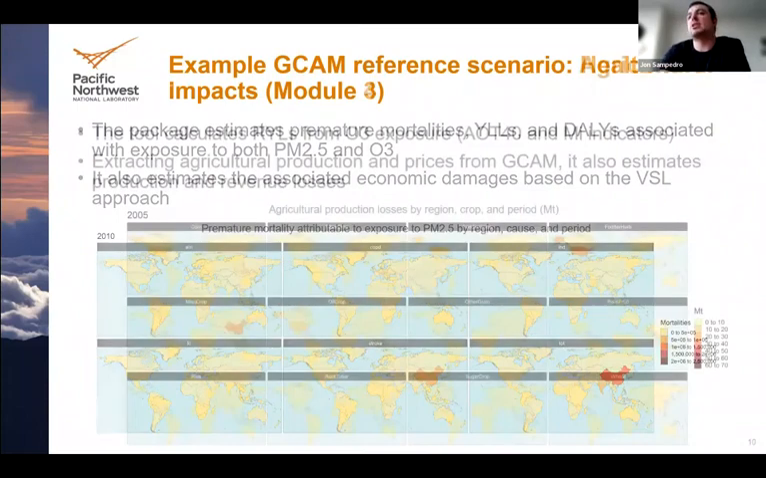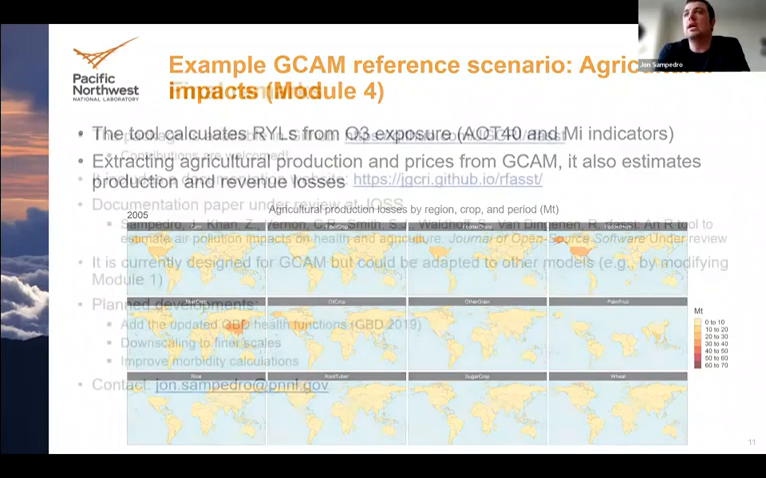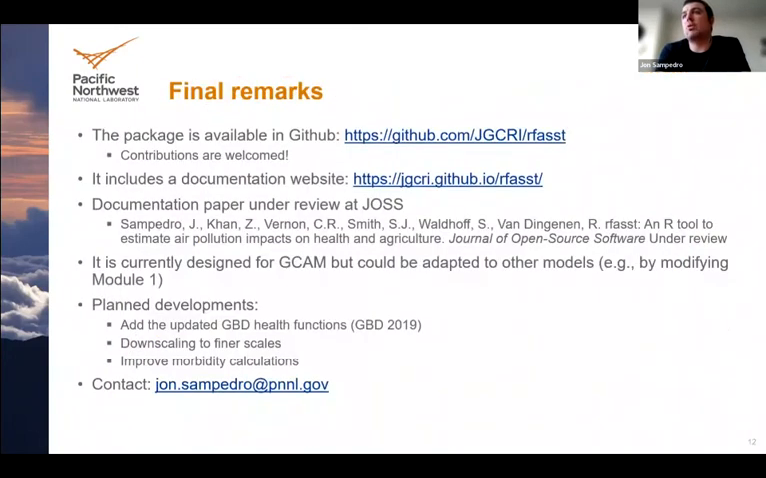This is a bit more complex because, again, we need to connect with the GCAM model to project agricultural production and prices, but this is an example of the output. Just to finish with some final remarks, this package is available in GitHub, so you have the link, and if you're interested, any contribution is welcome. Also, in the repo, you can find a complete documentation website, and we are preparing a documentation paper that is currently under review at JOSS, and you can see the team contributing here, including Sara, Chris Vernon, Steve Smith, Stephanie Waldhoff, and Rita van Dingenen.